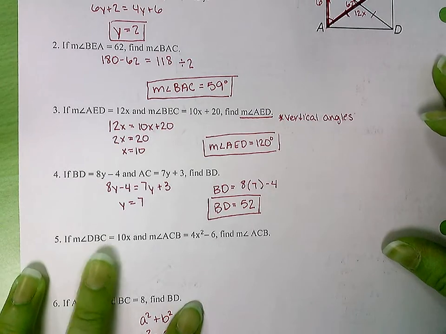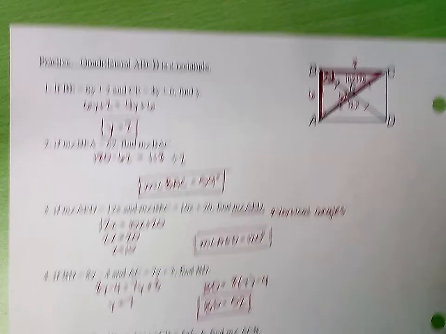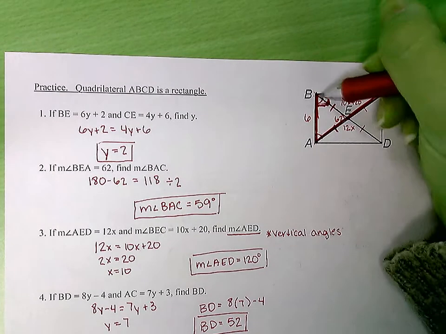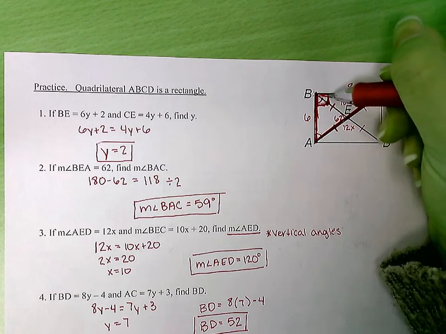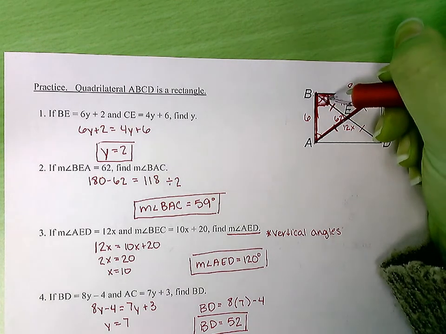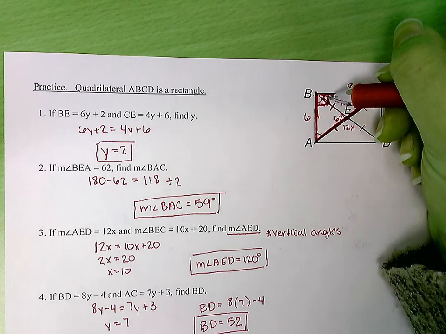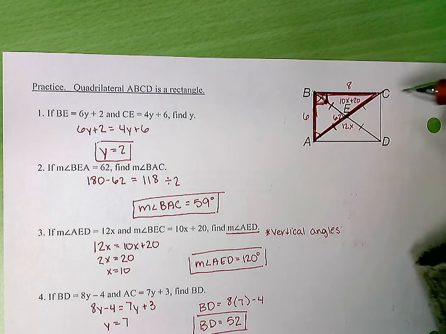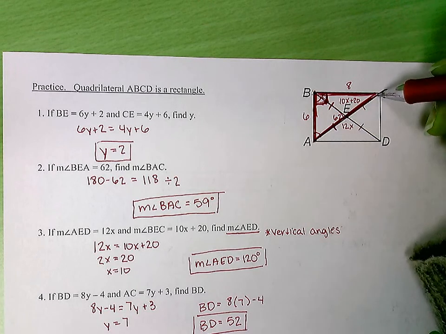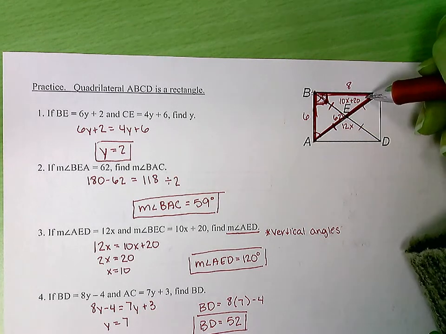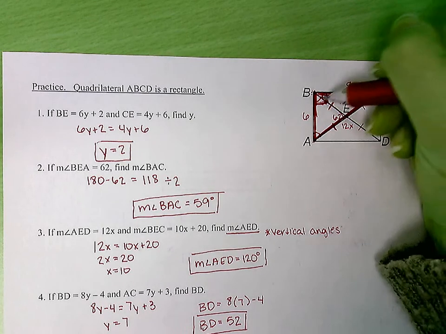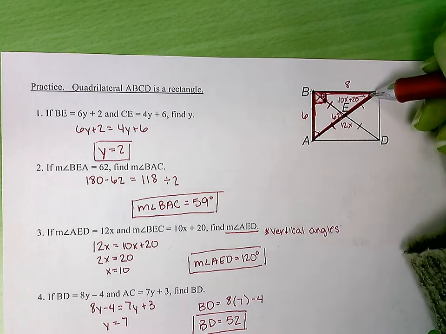So in number 5, we're given angle DBC is equal to 10x. Okay, so DBC, that's this angle right here, is equal to 10x, right? And we're given angle ACB, this angle here, is 4x squared minus 6. Okay, these two angles, what do I know about those two angles?